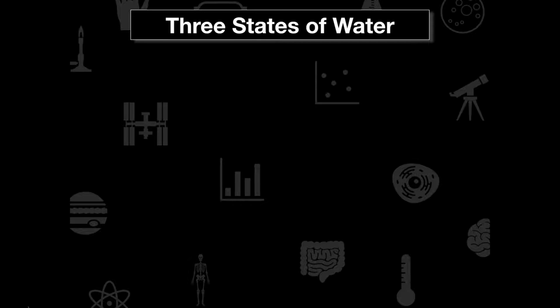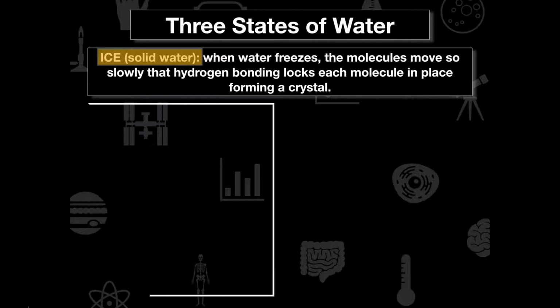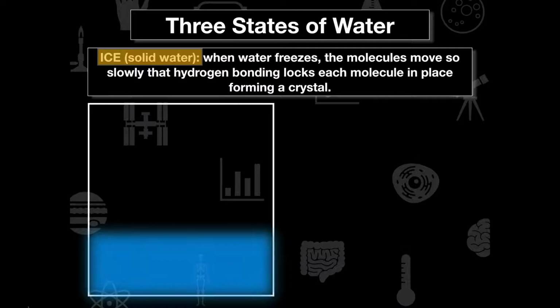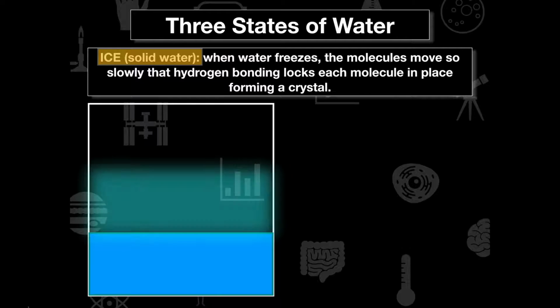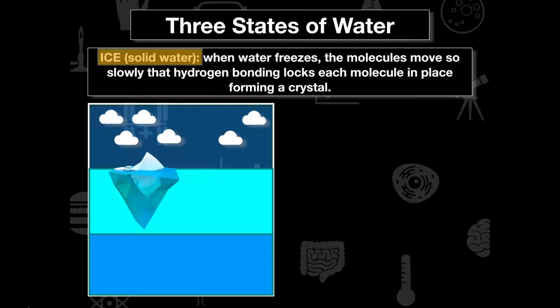Now remember, there are 3 states of water here. The first one is going to be ice. So when water freezes, the molecules move so slowly that the hydrogen bonds between them, which we're going to learn about soon, lock each molecule in place and form a crystal. So if we look at this, let's go through some levels of a water column. Let's say we're in the ocean. And we'll put in some clouds, maybe an iceberg here.